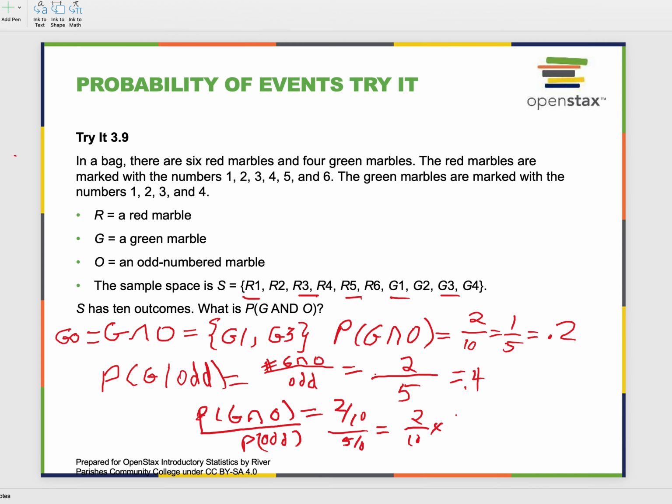I want to invert and multiply. Oh my God, I've got to remember fractions. Since it's all multiplication, the 10s cancel out, and I just get 2 over 5, or I get my 40%.